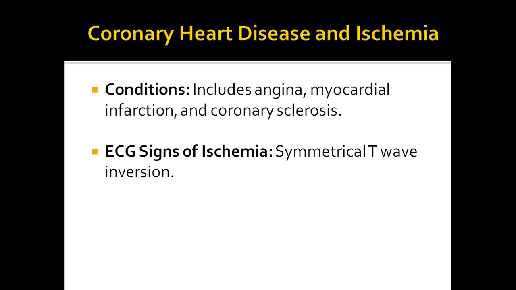Coronary heart disease encompasses conditions like angina, myocardial infarction, and coronary sclerosis. In case of ischemia, the ECG shows symmetrically inverted T waves, especially in leads reflecting the affected area. This occurs due to reduced blood flow, leading to insufficient oxygen supply to the myocardium. Early detection of ischemia patterns allows for timely intervention to prevent more severe cardiac events.